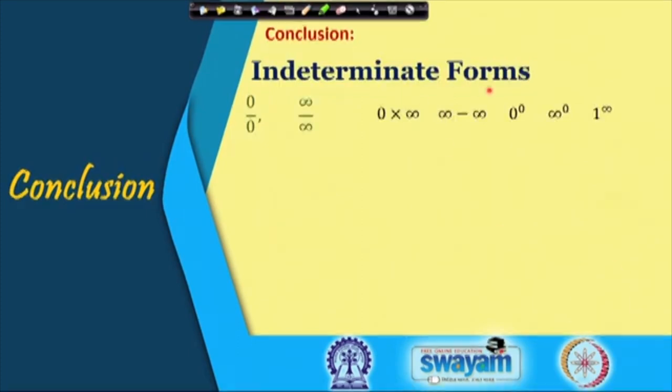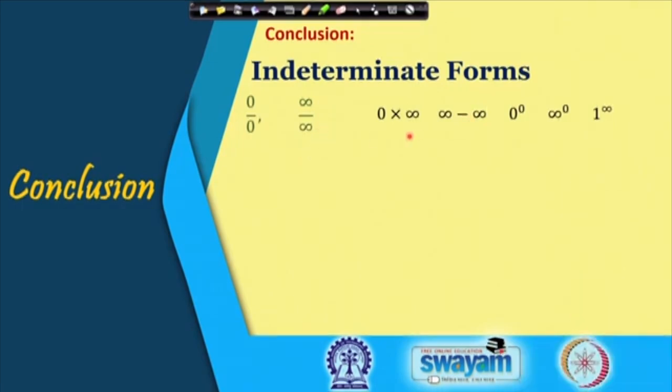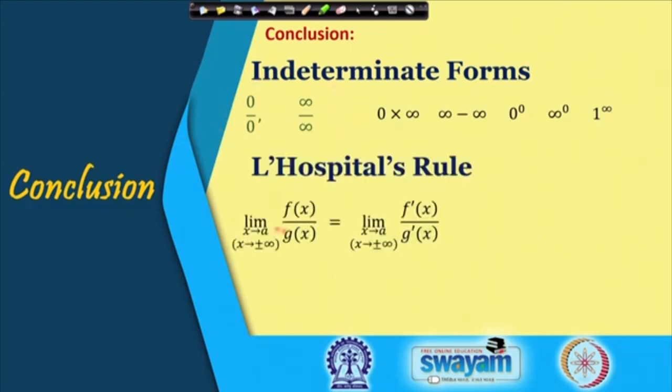These indeterminate forms may take several forms like 0 by 0, infinity by infinity, 0 into infinity, infinity minus infinity, 0 power 0, infinity power 0, 1 power infinity. What we have learned today is how to compute such limits when we have the 0 by 0 or infinity by infinity forms. And the L'Hopital rule, which was useful to compute this limit, says that whether we have the 0 by 0 or infinity by infinity form for the ratio f over g of x, we can apply this rule, which says that this limit will be equal to the limit of the ratios of the derivatives.